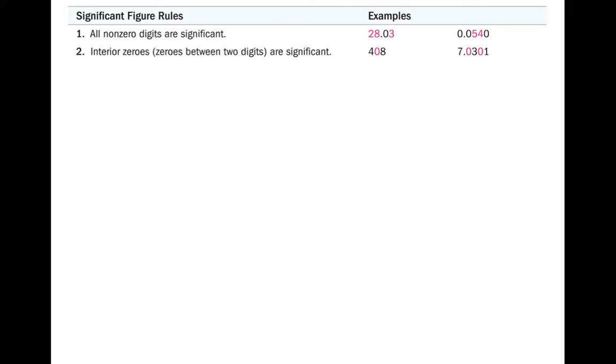Okay, the next rule is interior zeros. That is, zeros between other significant figures are significant. So here's a 0 that's between 2 non-zeros, right? So that's significant, and there's a 0 that's significant because of this rule, right? That 4 is significant because of the first rule. That 3 is significant because of the first rule. That 0 is significant because of the second rule. Okay? So it looks like there's 5 sig figs in that number.